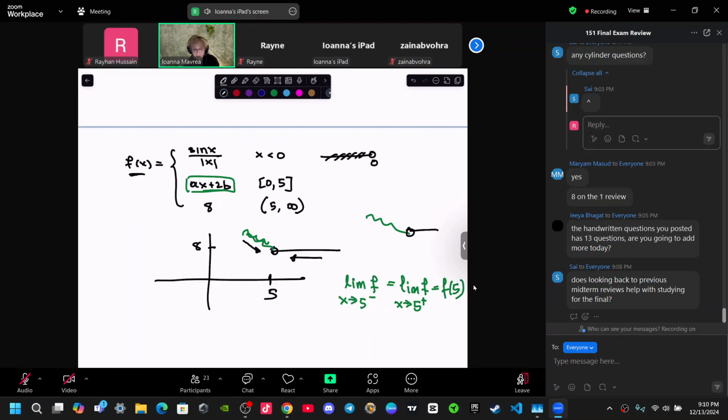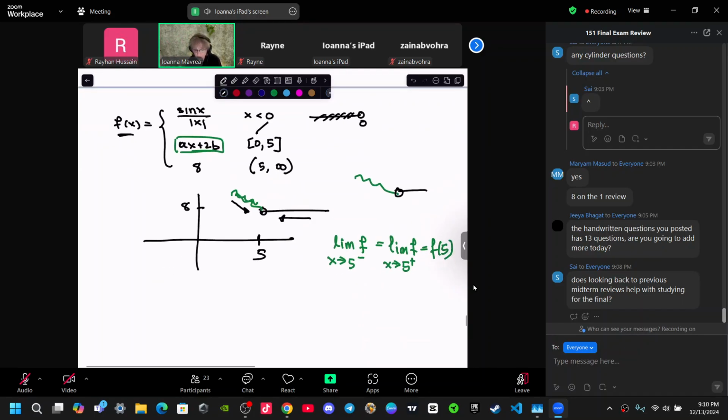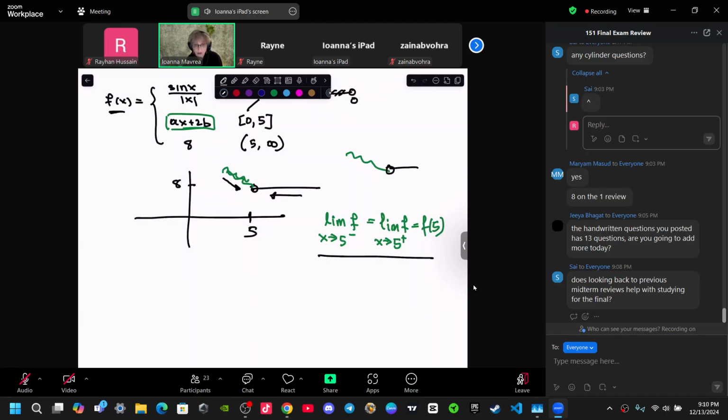That's at 5. You should do the same thing at 0, at the other place where things might mess up, where you might not get a continuous function. So just this piece alone allows me to write something.